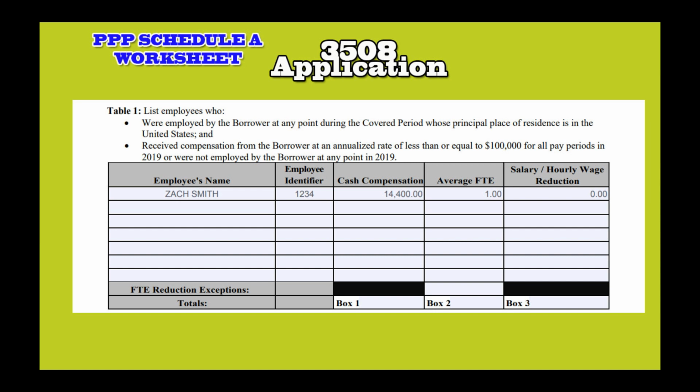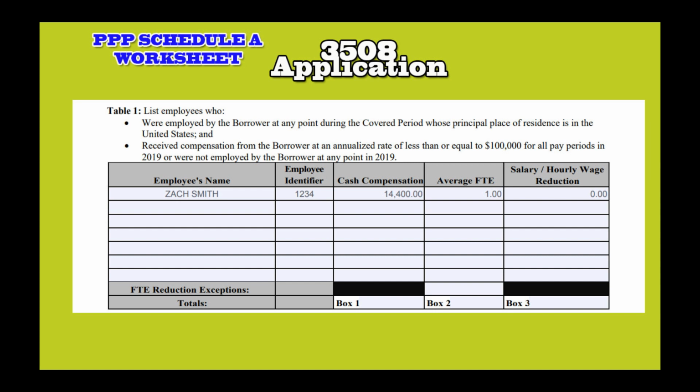We want to start with the date of disbursement. From the date of disbursement to your covered period. And we're going based off a 24-week covered period. So right here, we have $14,400 is what we paid Zach Smith, for example.